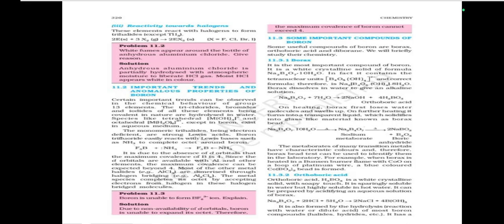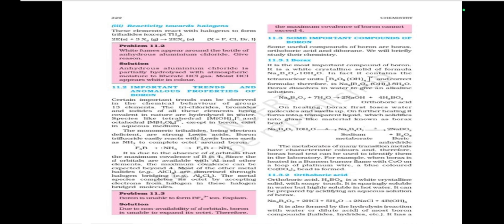In fact, it contains the tetranuclear units [B4O5(OH)4]2-, and the correct formula therefore is Na2[B4O5(OH)4]·8H2O. Borax dissolves in water to give an alkaline solution: Na2B4O7 + 7H2O gives 2NaOH + 4H3BO3, orthoboric acid.